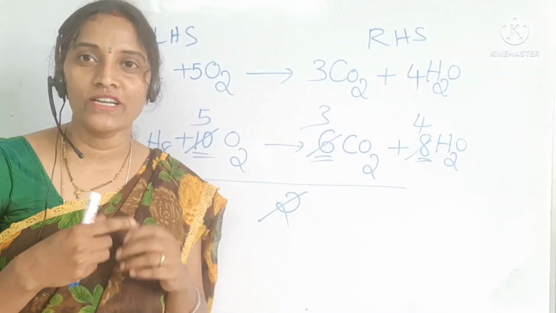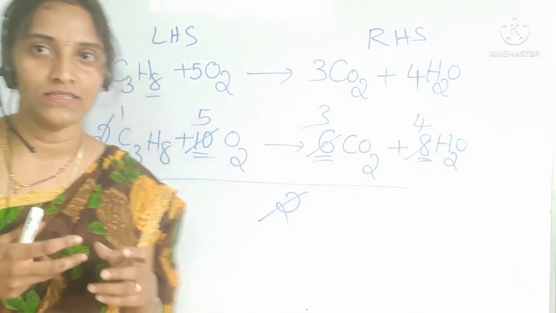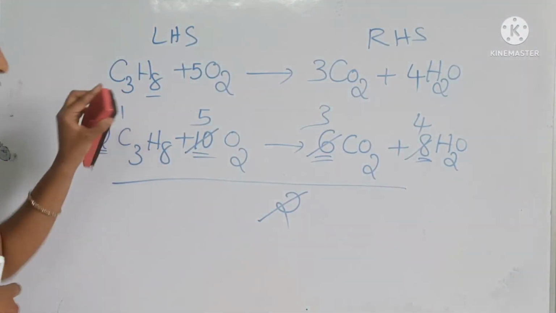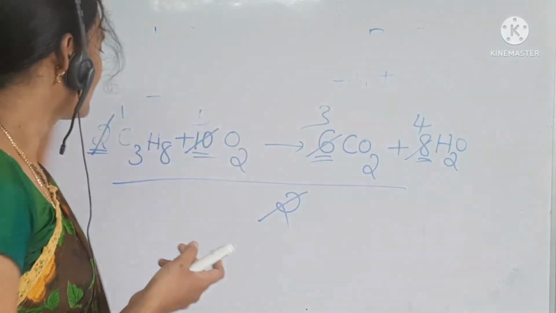If you can't understand, just try to watch more times. Okay, you will get an idea about it. So this is how to balance a chemical equation. Now you can see some more examples.